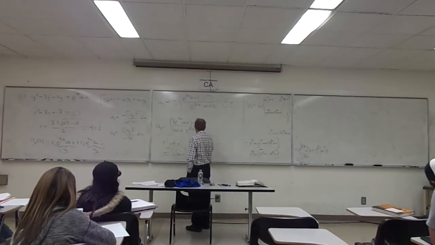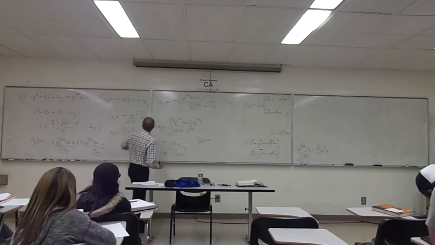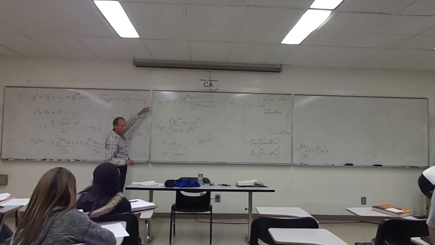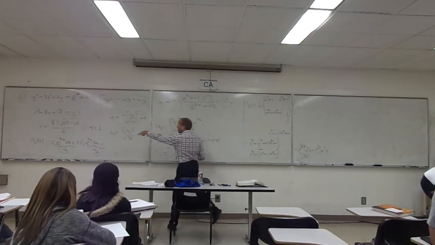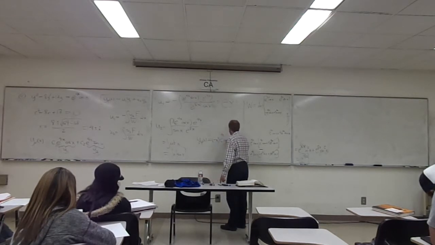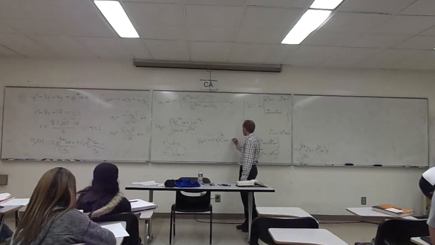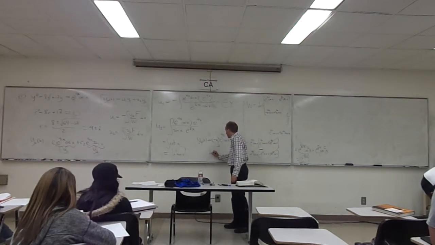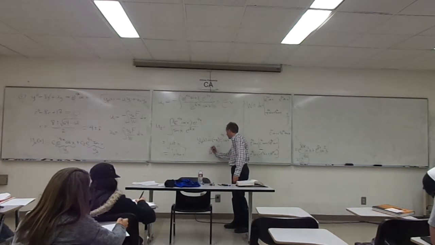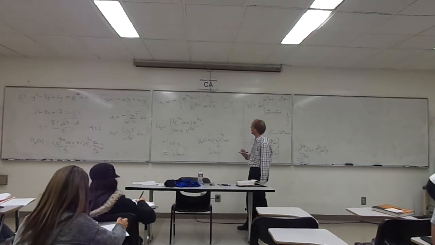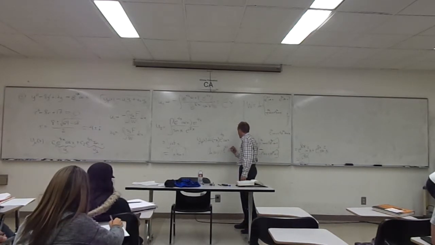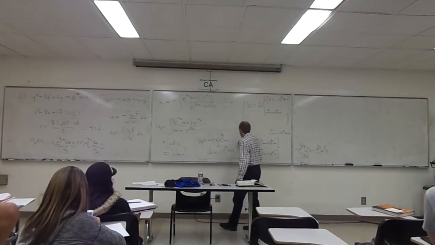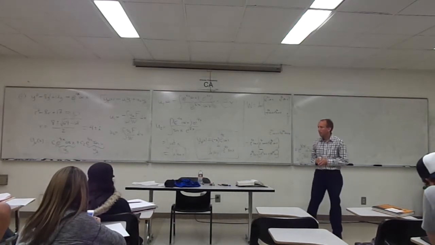So then your final answer for your particular solution is, as we said, u1 y1 plus u2 y2. And we've got u1 and u2 now. So it's negative x times e to the 4x cosine of x. And then plus the natural log of the absolute value of the sine of x times y2, which is e to the 4x sine of x. There you go. It's all good?